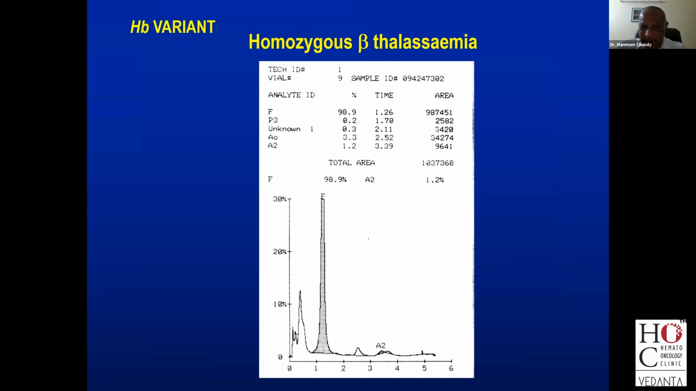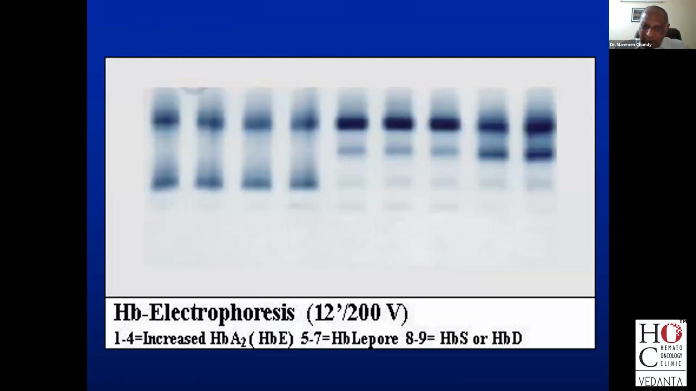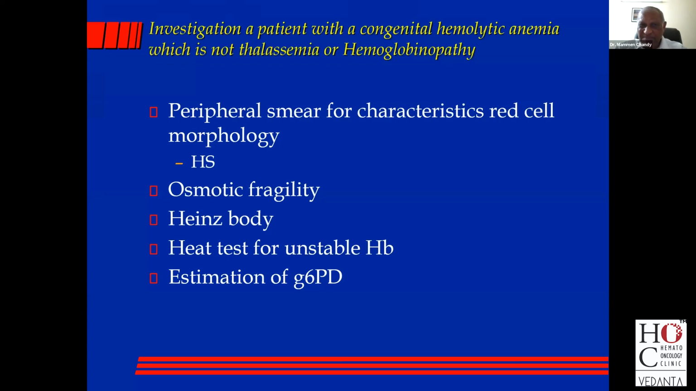And you can see here, this is a person where all of the hemoglobin is fetal hemoglobin. So this particular person is a thalassemia major, right? Here you can see the raised A2, which is 4.3% here, and this is the hallmark of thalassemia minor. And you can confirm by electrophoresis, right?